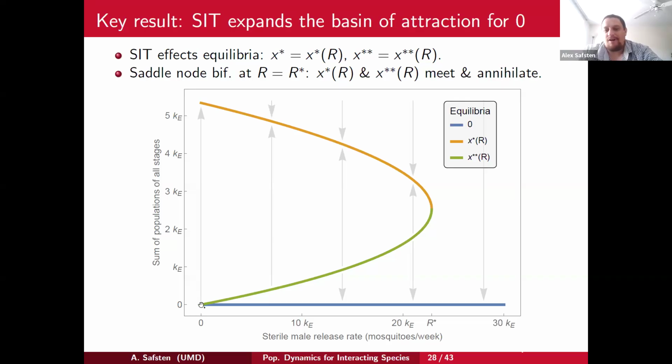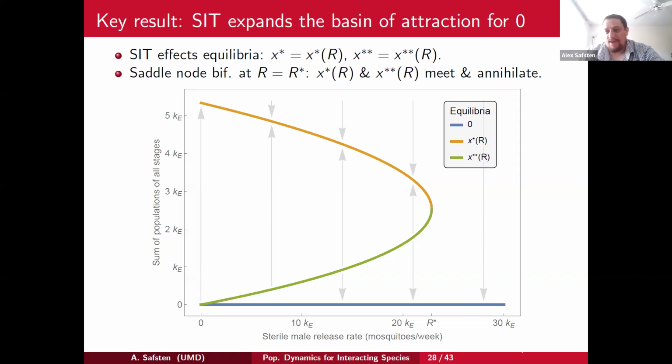It looks like X double star converges with 0, but they actually don't meet here. They're very close to each other, but they don't meet. This shows that if I release enough sterile males, I can actually remove the other equilibria, and now all solutions have to follow the gray arrow here down to extinction. And this is good news for us.